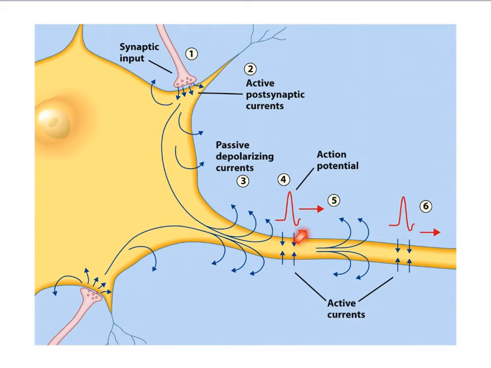Now, in the area of the action potential, these are what we refer to as active currents because they're involved in an active process. They then move on to become, again, passive currents that continue to flow down, and if they have enough strength, generate another action potential. These passive currents are referred to as electrotonic conduction.